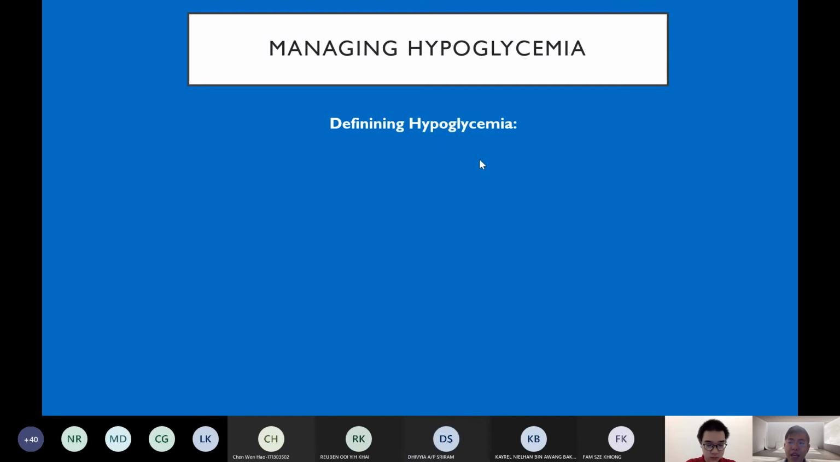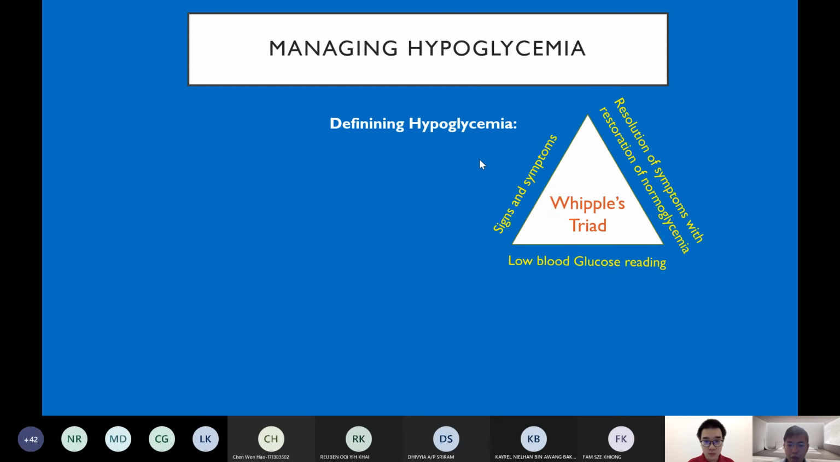Step number one, you need to define hypoglycemia. So anybody knows any widely accepted definition of hypoglycemia? Blood glucose level of less than 3.9. Okay, in a diabetic patient, you usually say anything less than 4, a non-diabetic patient less than 3.5. What I'm looking for is a criteria, yeah?